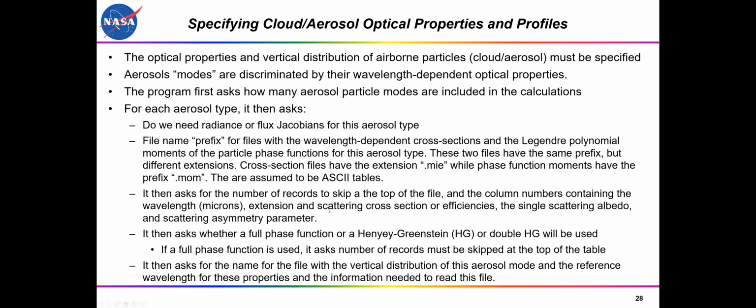For each of these types of files, it asks how many records it needs to skip at the top of the file, and then what columns it will read the cross sections or efficiency out of. The single scattering albedos, it actually doesn't read those. The particle scattering asymmetry parameter is used for binning, whether or not it's used in the calculation. If Henyey-Greenstein phase functions are used, it'll use the particle asymmetry parameter. If full phase functions are used, it'll use the asymmetry parameter as a binning parameter, but it will not use it in the actual radiative transfer calculation.